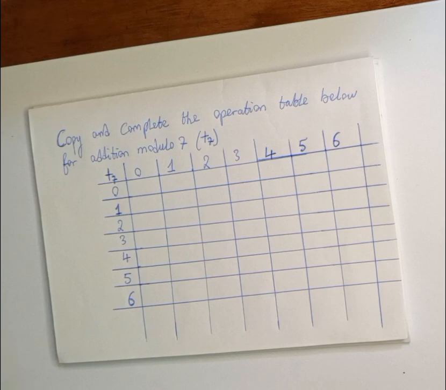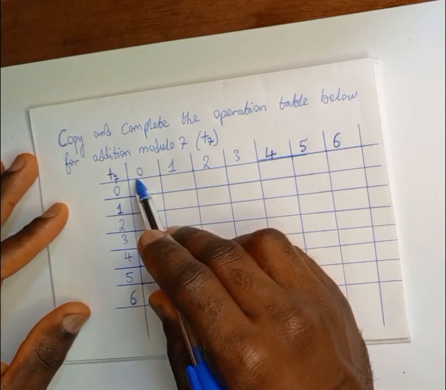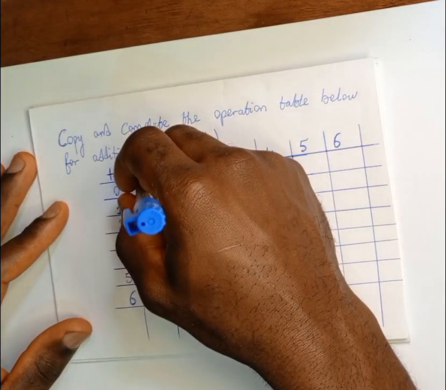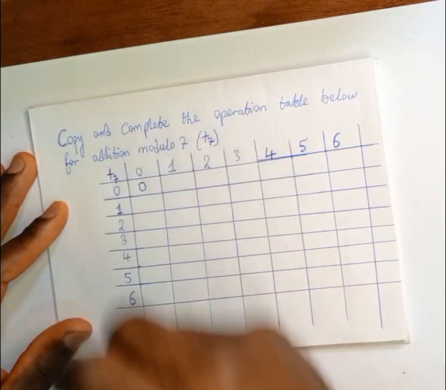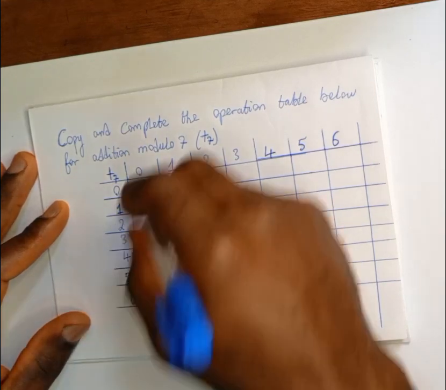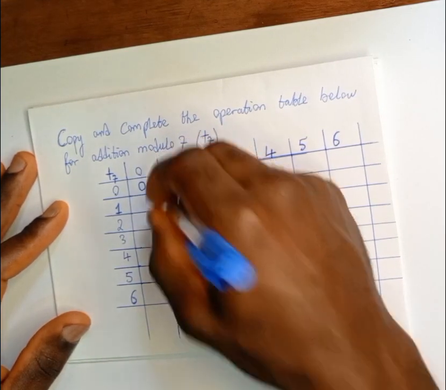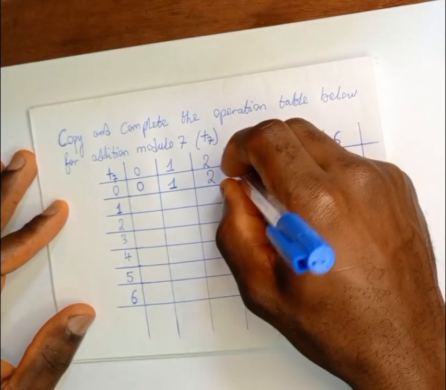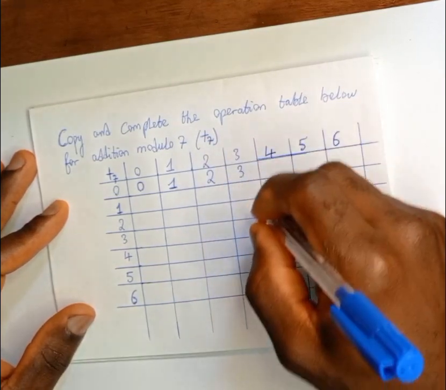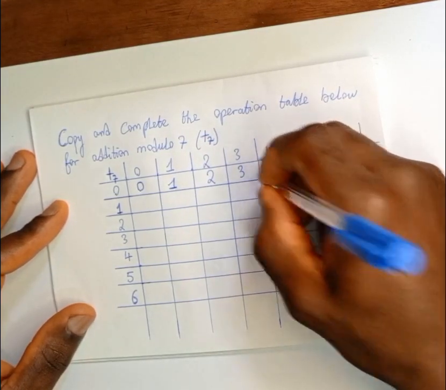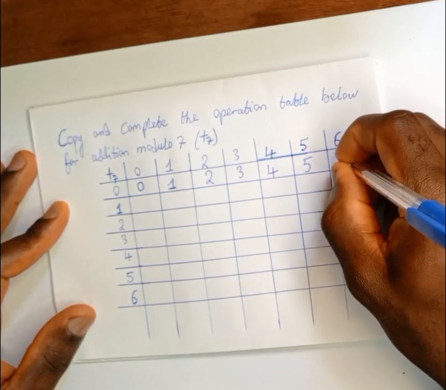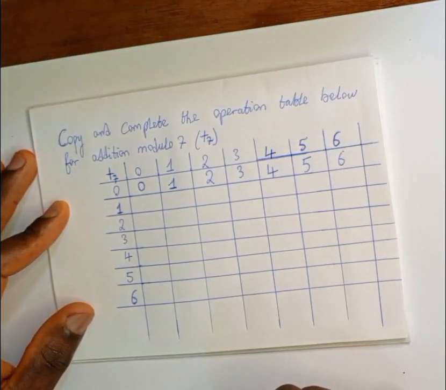Now let's complete the operation table. We have 0 plus 0. It gives us a sum of 0 which is less than 7. The answer is 0 here. We write 0. 0 plus 1 gives 1 which is less than 7. We write down 1. 0 plus 2 is 2. 0 plus 3 gives 3. 0 plus 4 gives 4. 0 plus 5 gives 5. 0 plus 6 gives 6.